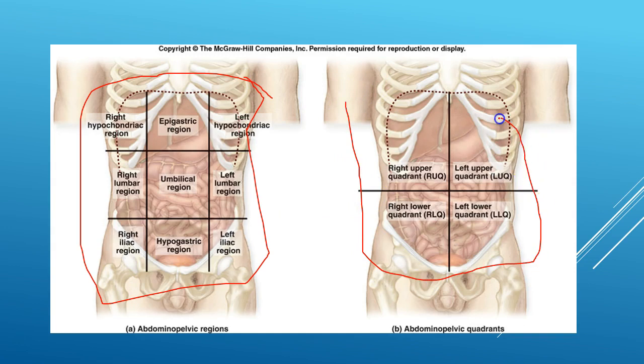But knowing right upper, right lower, and left lower quadrants, this is where I could ask, where will you find the appendix? The appendix is going to be found right here in the right lower quadrant. So that is why those will be good to know.